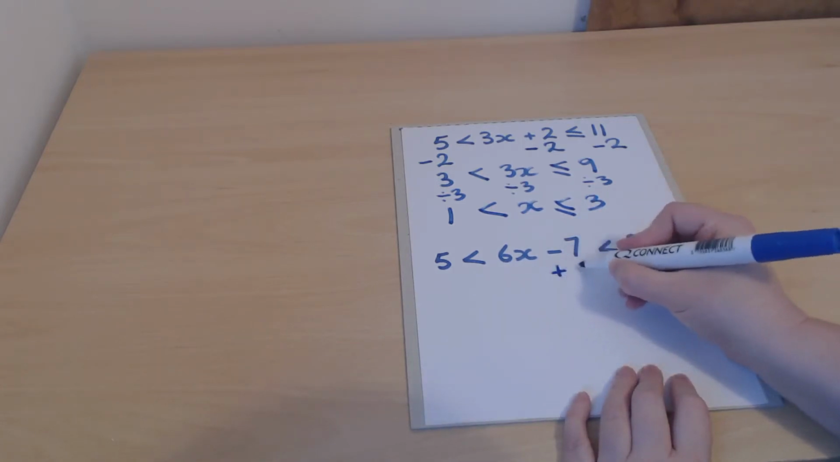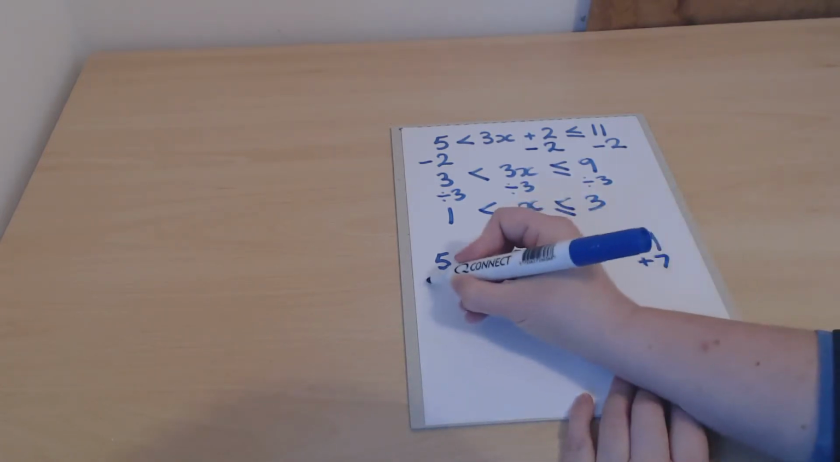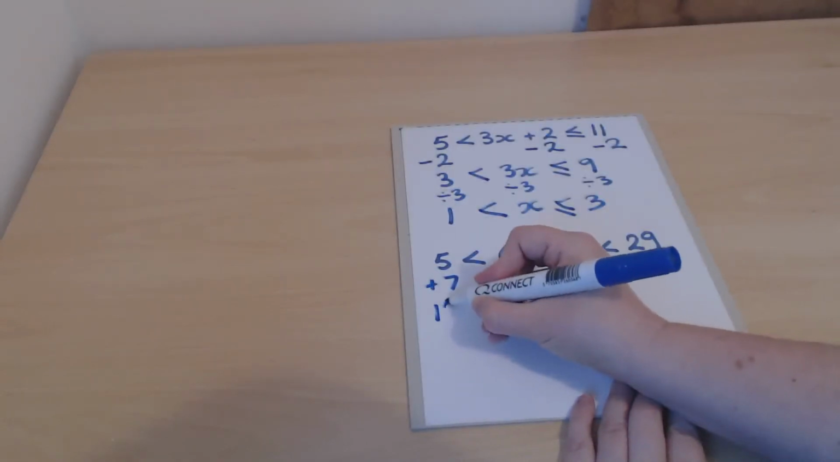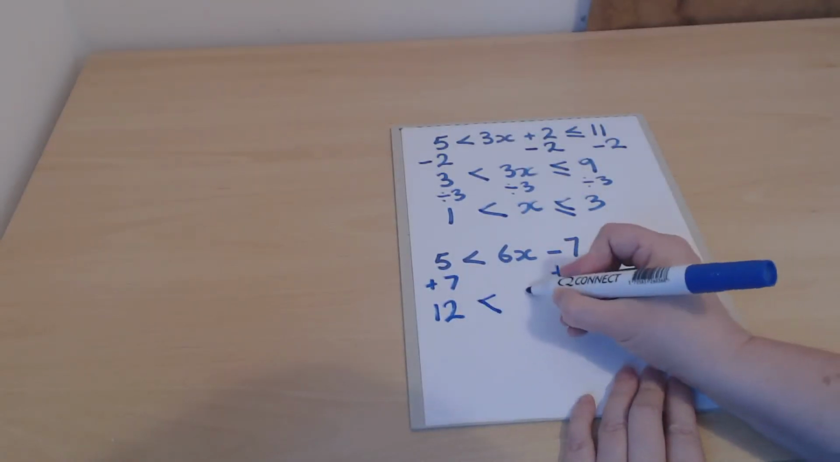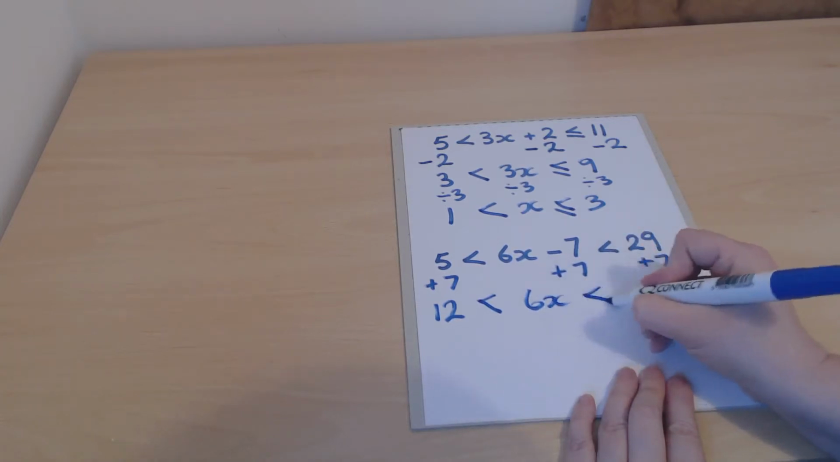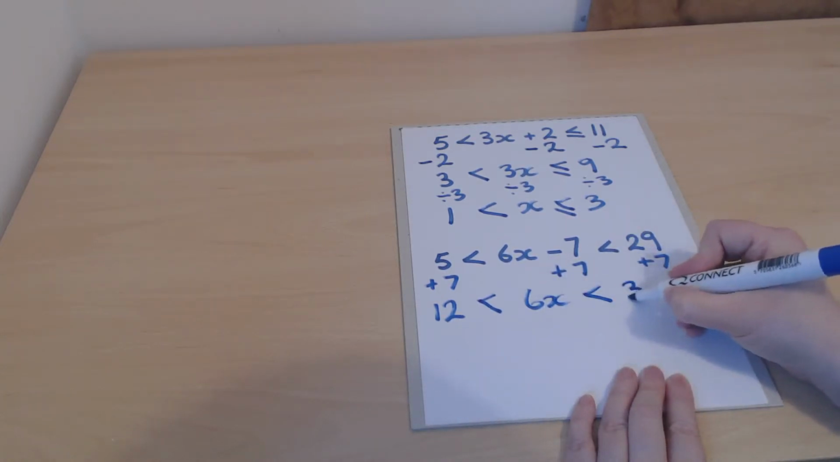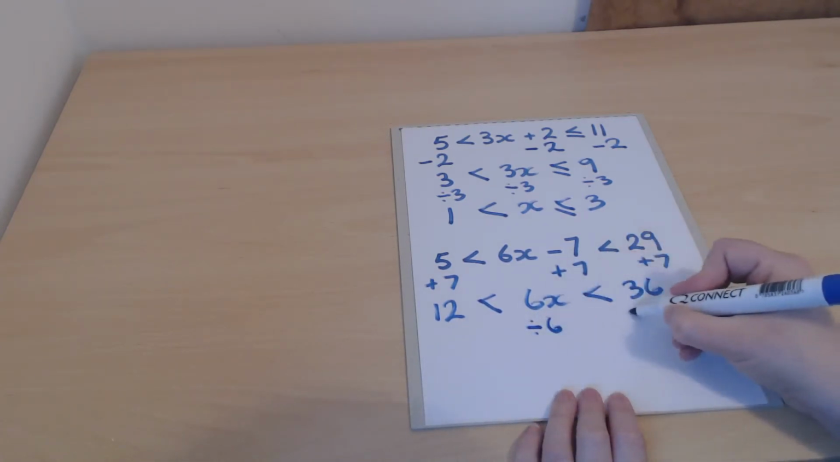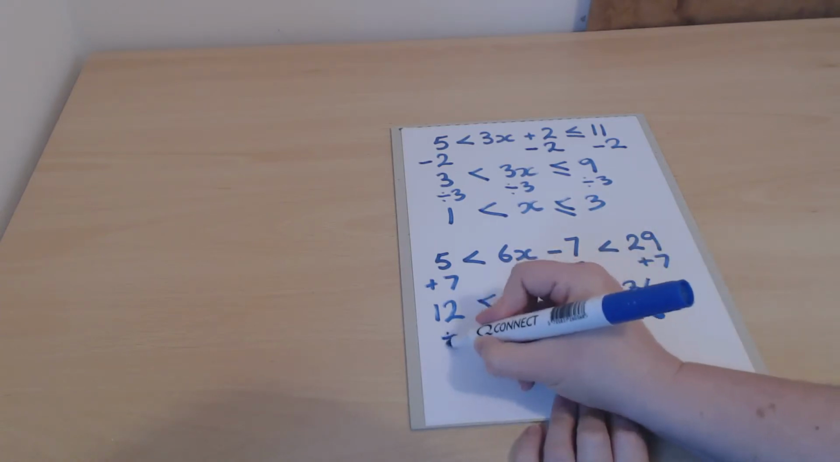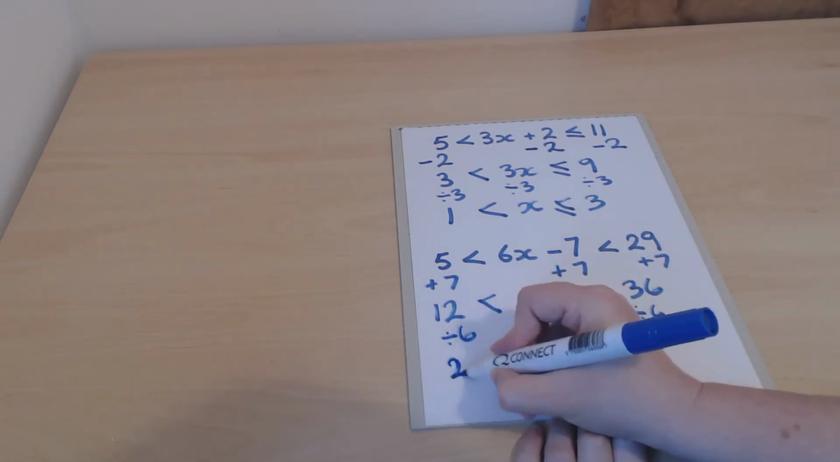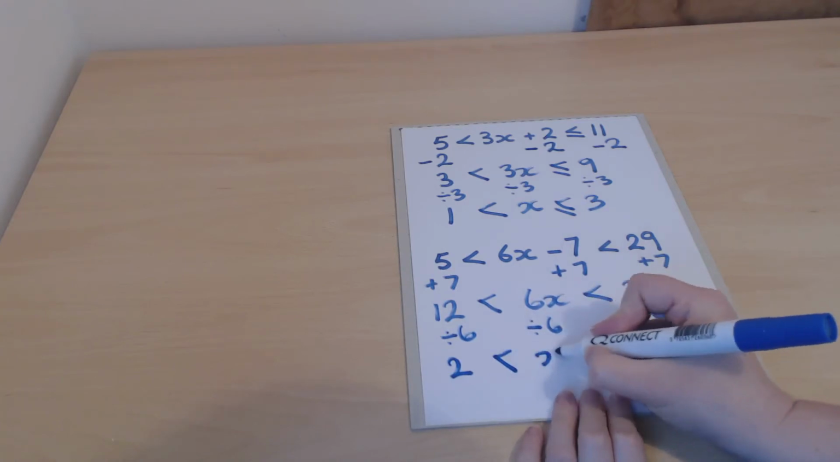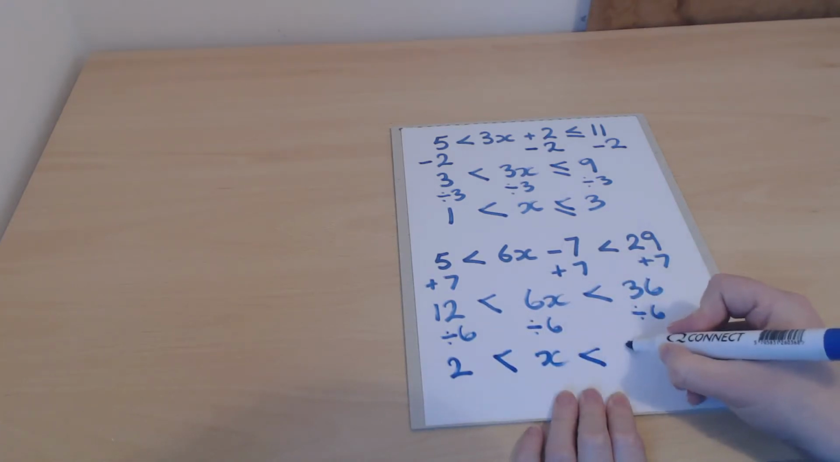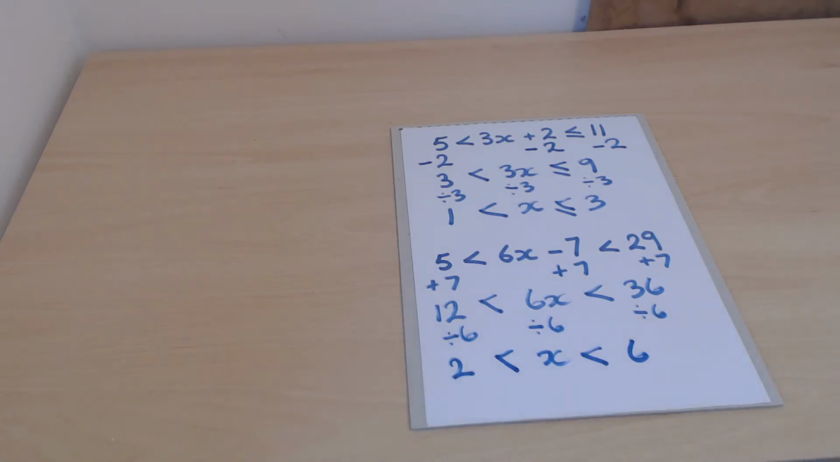So here we go. We're going to add 7 everywhere. So now we've got 12 here, 6x left in the middle, and on this side, we're going to have 36. And then to get x on its own, we're going to divide by 6 everywhere. So we're going to get 2 is less than x is less than 6. And that's all there is to solving inequalities. It's just the same as working with equations.